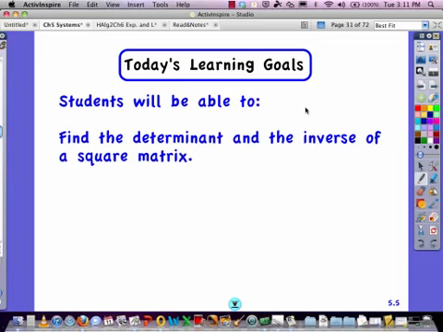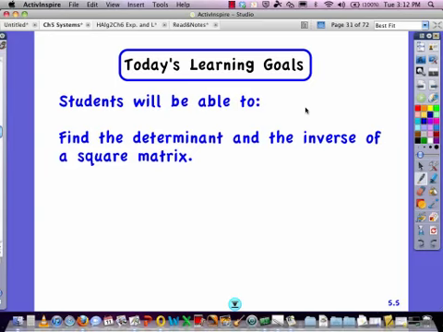Section 5.5 is where we're headed next. We've solved a system graphically. We've solved a system using substitution. We've solved a system using linear combination or elimination. And now we're getting ready to solve a system using matrices.